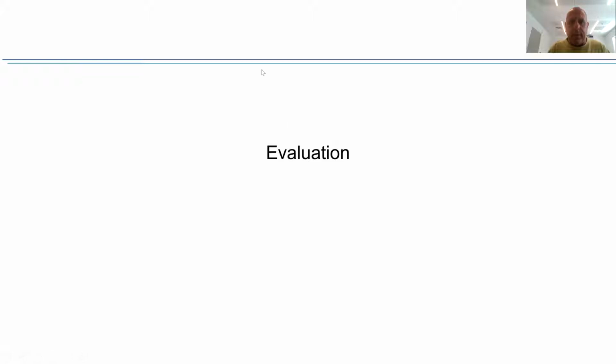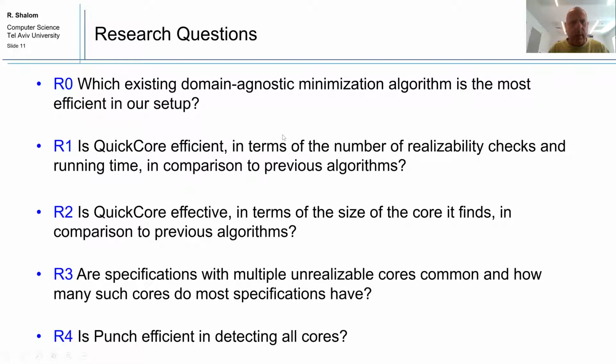And now for the evaluation. We have 5 research questions. The first one is about which existing domain-agnostic minimization algorithm is best. Before this work, we used delta debugging alone. Questions R1 and R2 are about QuickCore, its efficiency, and its effectiveness in localizing the problem. Question R3 is about how many specifications we have with multiple cores. And R4 is about the efficiency of punch.